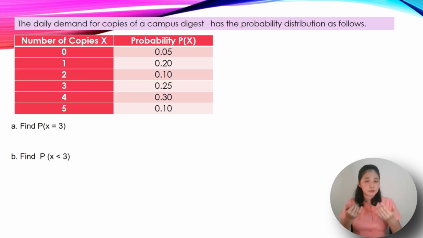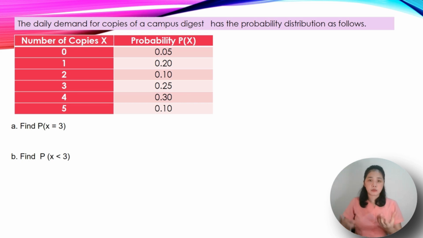This time, we're going to compute probabilities. So the daily demand for copies of a Campus Digest has the probability distribution as follows. For the number of copies, let us represent it as X. You have here 0, 1, 2, 3, 4, and 5.